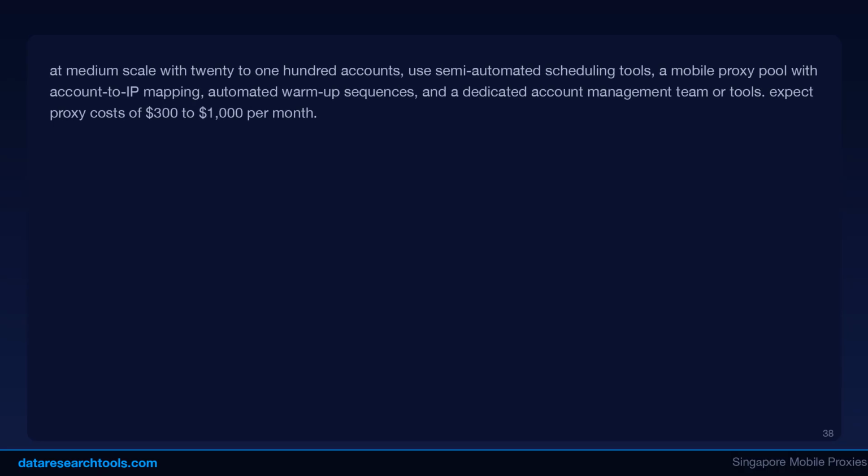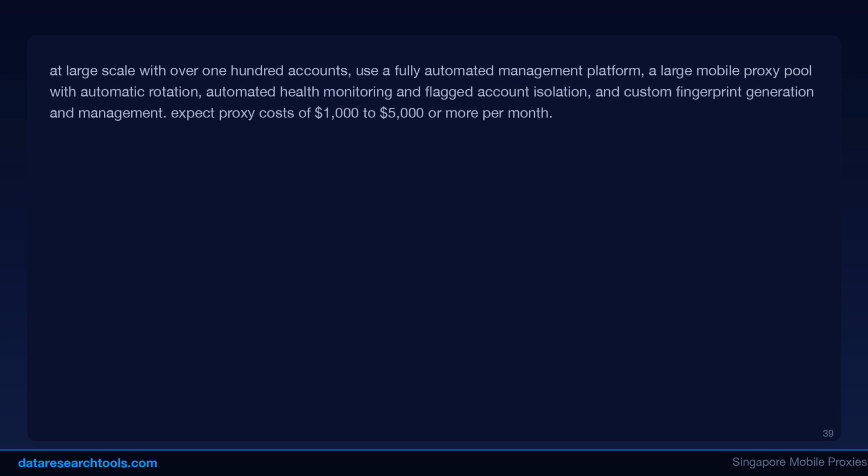At medium scale with 20 to 100 accounts, use semi-automated scheduling tools, a mobile proxy pool with account to IP mapping, automated warm-up sequences, and a dedicated account management team or tools. Expect proxy costs of $300 to $1,000 per month.